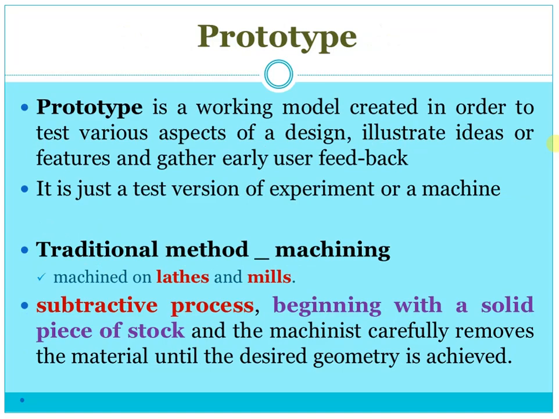The first one, prototype. One of the important steps prior to the production of a functional product is building a physical prototype. A prototype is actually a working model created in order to test various aspects of design, illustrate ideas or features, and gather early user feedback. It is just a version of an experiment or a machine.